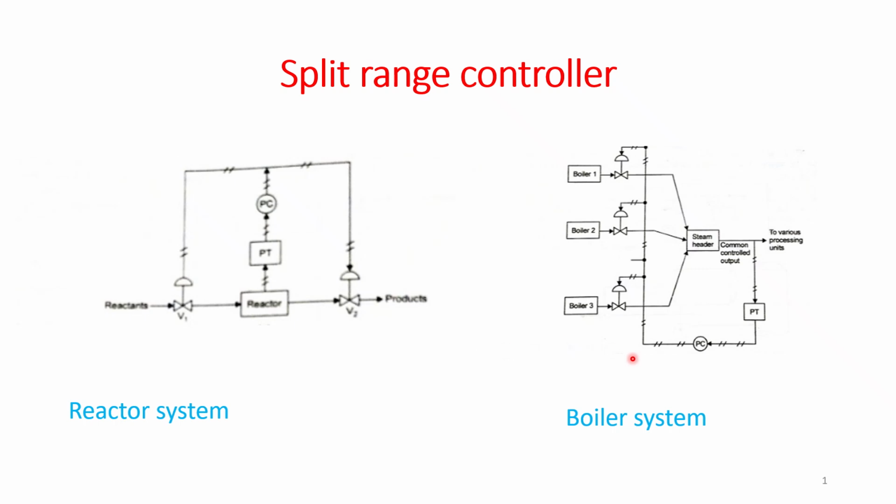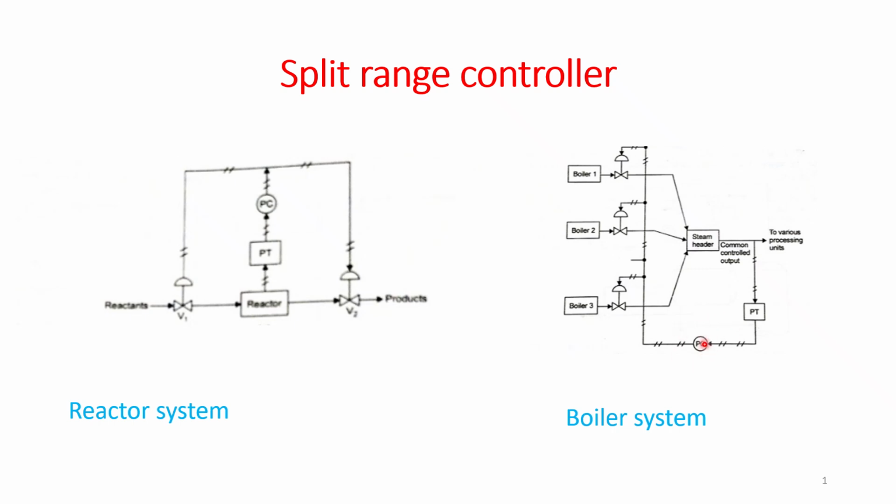Let's take another example in the boiler system. In the boiler system, we want to maintain the pressure as well as the level in the boiler drum as constant always. The steam pressure coming out from the boiler should be at some constant value. So the pressure will be measured. That pressure is given to the pressure controller.